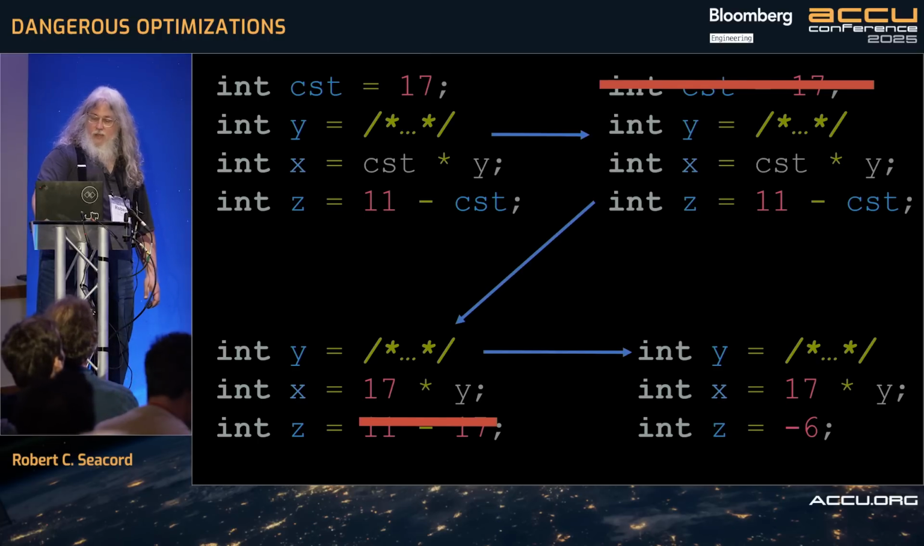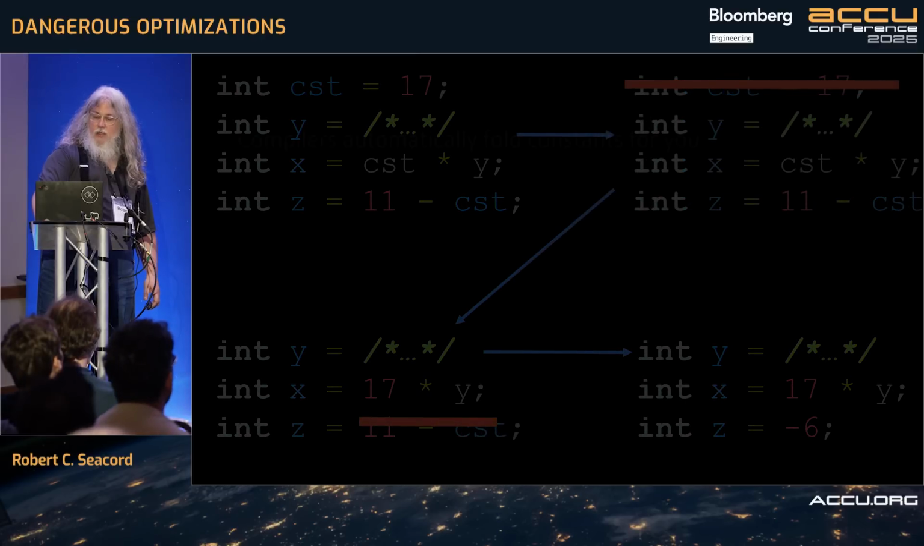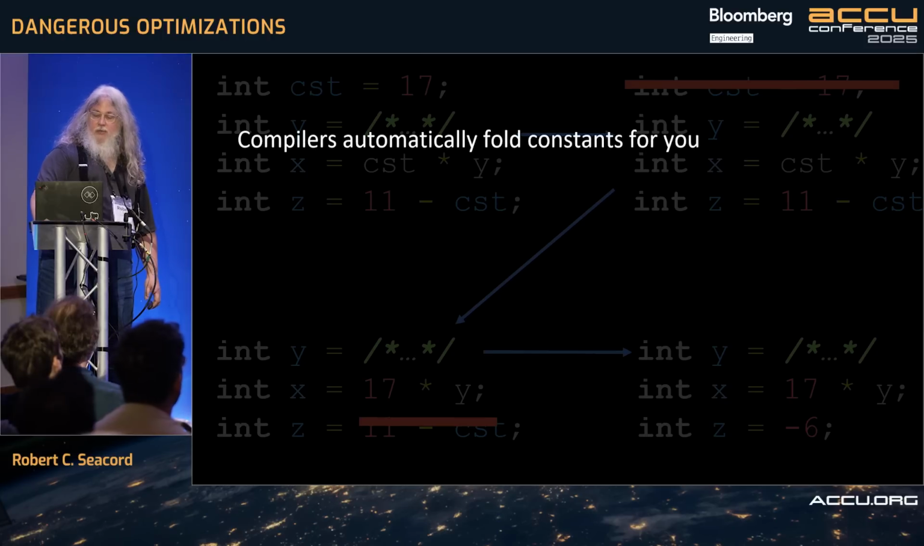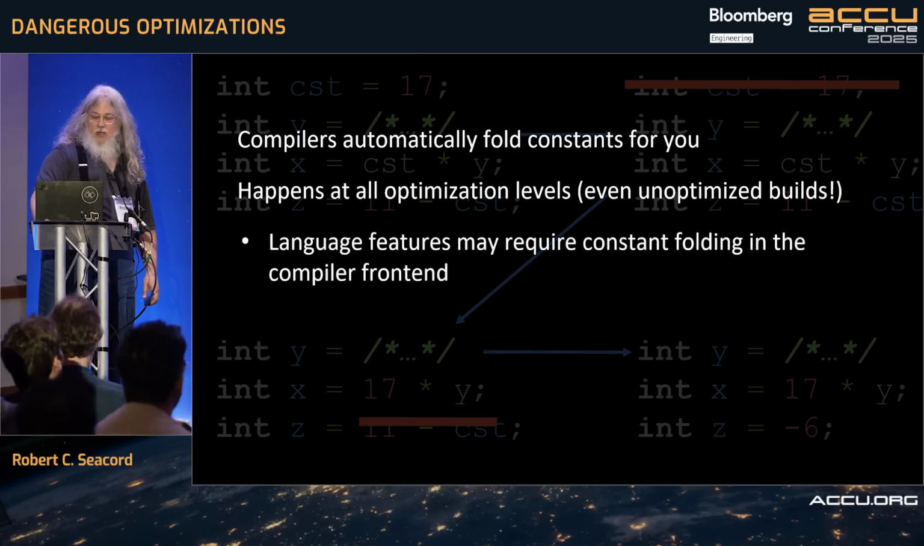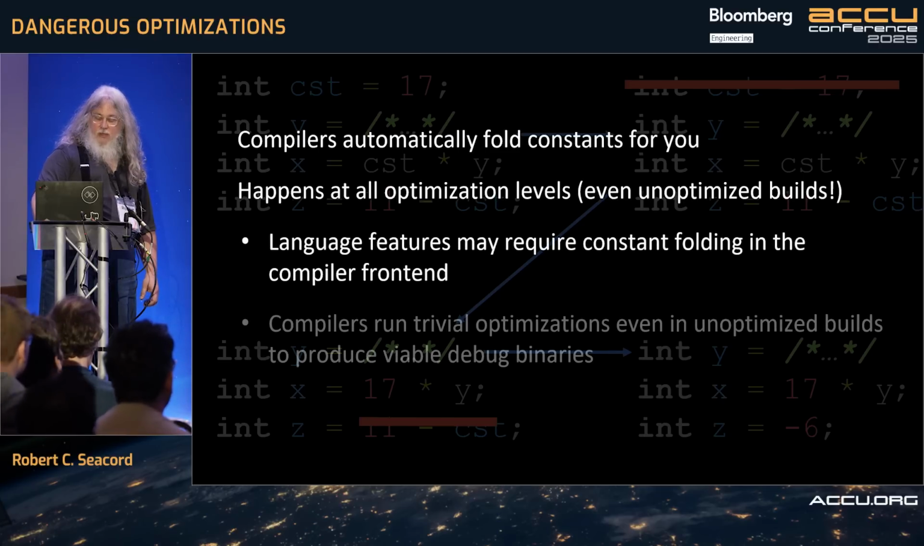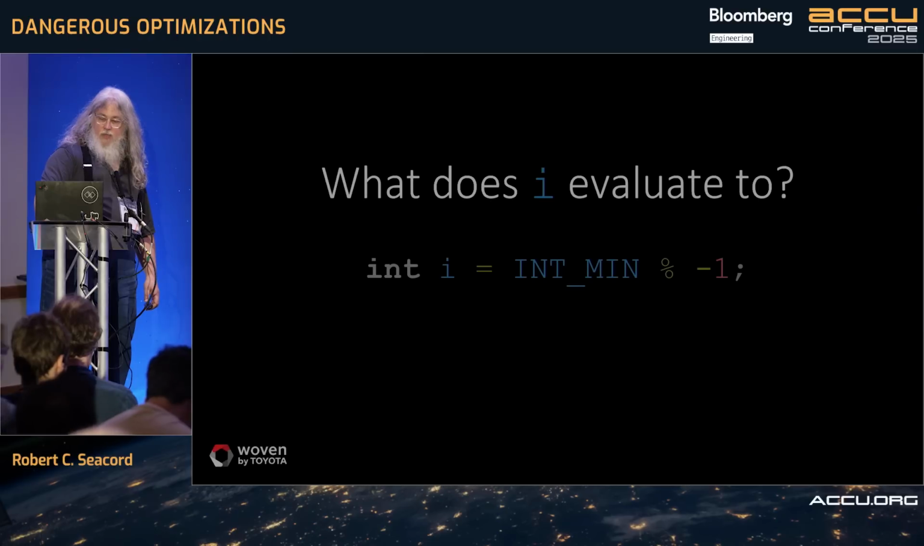So now we've simplified that code quite a bit. This happens automatically for you. It happens at all optimization levels, even completely unoptimized builds. So you can't in most cases turn this off, right? This optimization is just going to happen even at O0. Some language features might require this in the front end, and compilers run trivial optimizations even in unoptimized builds that produce viable debug binaries.